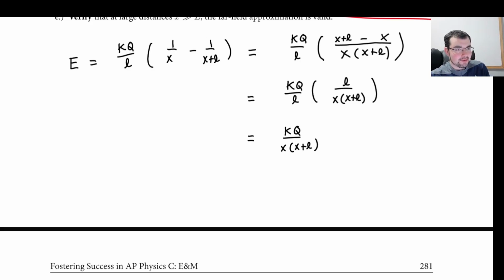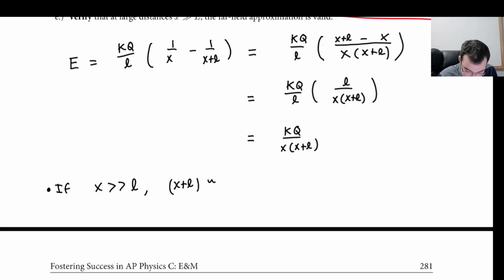So why this is helpful is because now we're going to use the large distance approximation. So if x is much, much larger than L, that means that the x is going to dominate the L. So adding this L is not really going to affect this value of x, because if x is 1,000,000 and L is 1, 1,000,001 and 1,000,000 are basically the same number. So we say that x plus L is approximately just going to be x in that case.